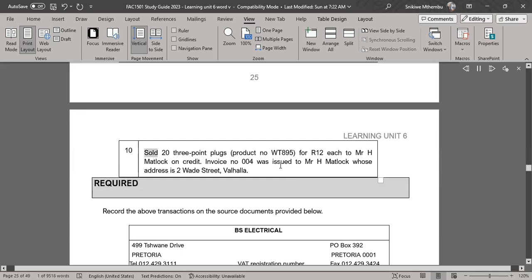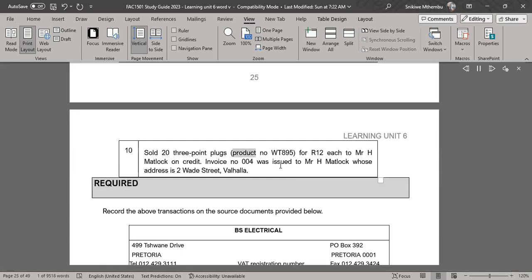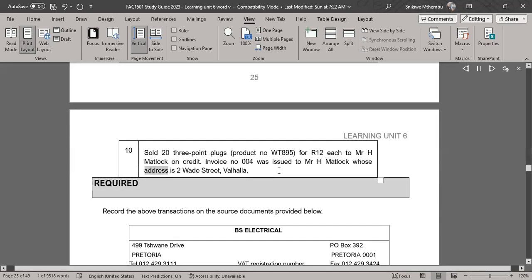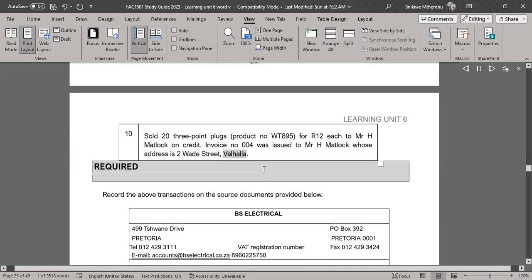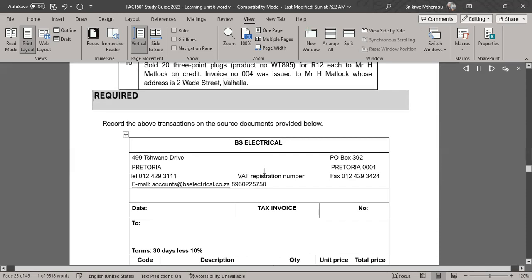10. Sold 23-point plugs, product no WT895, for R12 each to Mr. H. Matlock on credit. Invoice number 004 was issued to Mr. H. Matlock, whose address is 2 Wade Street, Valhalla.